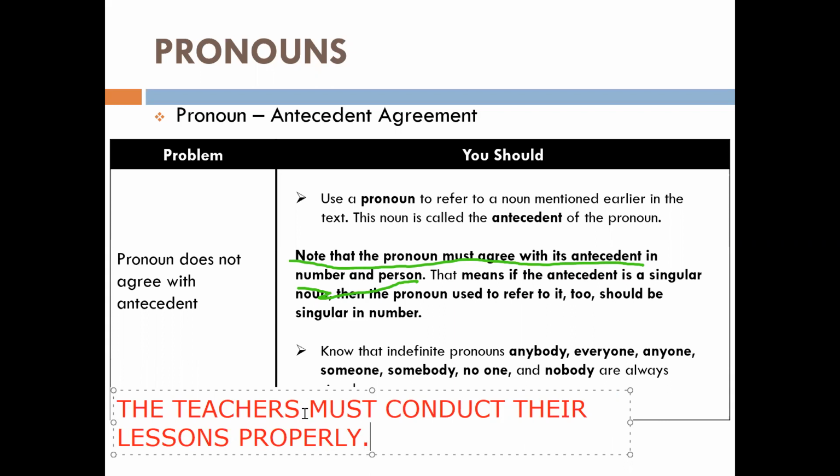So if you're going to pluralize your subjects, if you're going to pluralize your main ideas, then you can use the plural pronoun to replace it. Di ka na mahirapan kung mag-his ka ba or mag-her ka ba. And pay attention ha, do not make the genderless noun na maging male. The teacher must conduct his lessons properly.